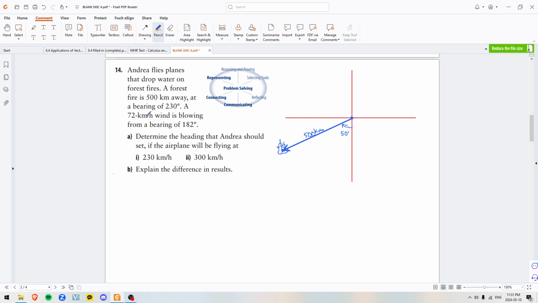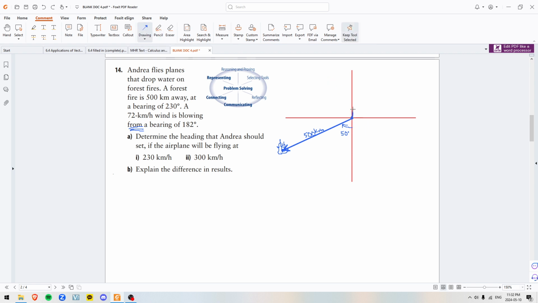A 72 kilometer per hour wind is blowing from a bearing of 182. 182 is also in the third quadrant. So you would think I'm drawing an arrow like this, but that's actually not true. Please take a look at this keyword. It's coming from here. In other words, my arrow is pointing the other way.